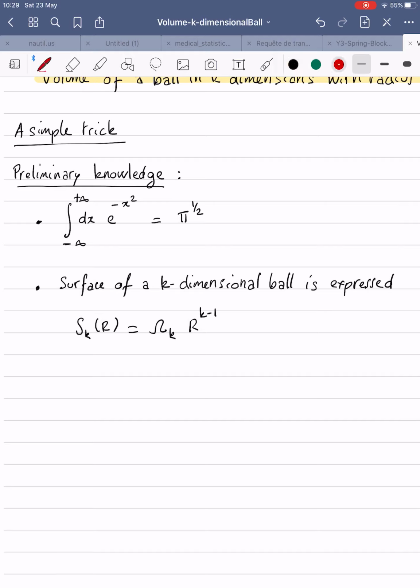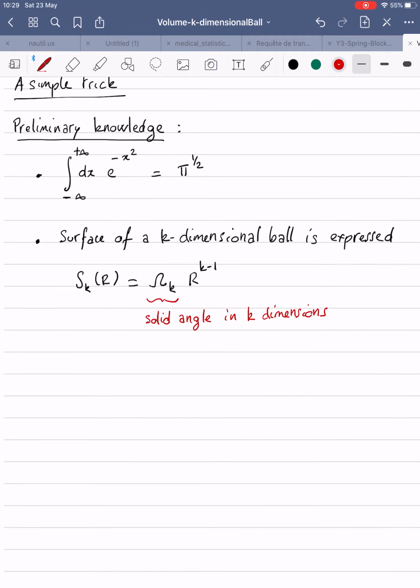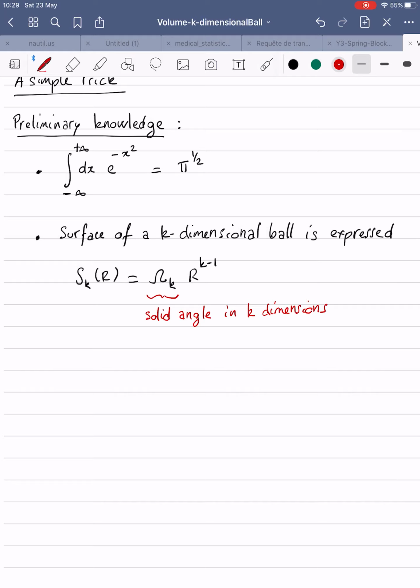And here there is a very important term which is called the solid angle in k dimensions. To be honest, I won't go too much into details here. That's the definition, if you will, of the solid angle: the surface of a sphere in k dimensions will be omega k times R to the k minus 1. So that would be the total solid angle of a sphere in k dimensions. You could take that as a definition of the total solid angle.